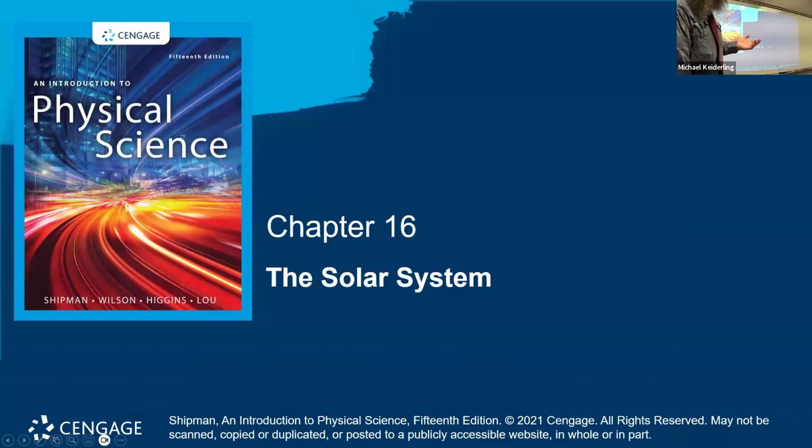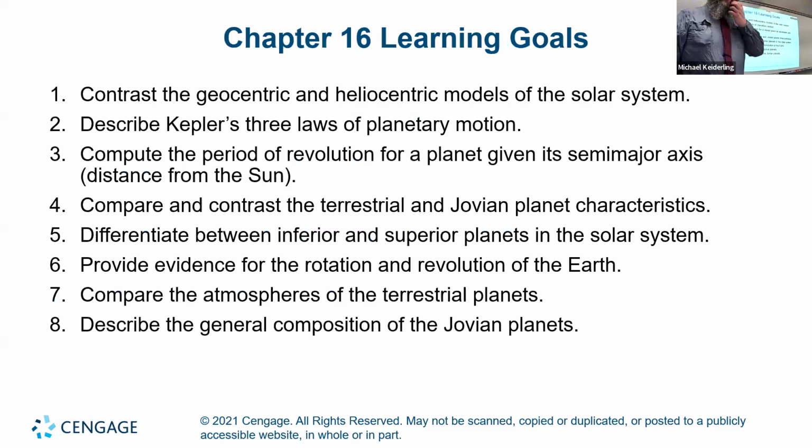So we are starting chapter 16 on the solar system, where we will contrast the geocentric and heliocentric models of the solar system. We'll talk about Kepler's 3 laws of planetary motion. We'll compute the period of revolution for a planet given its semi-major axis, its distance from the sun. We'll compare and contrast the terrestrial and Jovian planet characteristics. We'll differentiate between inferior and superior planets in the solar system.